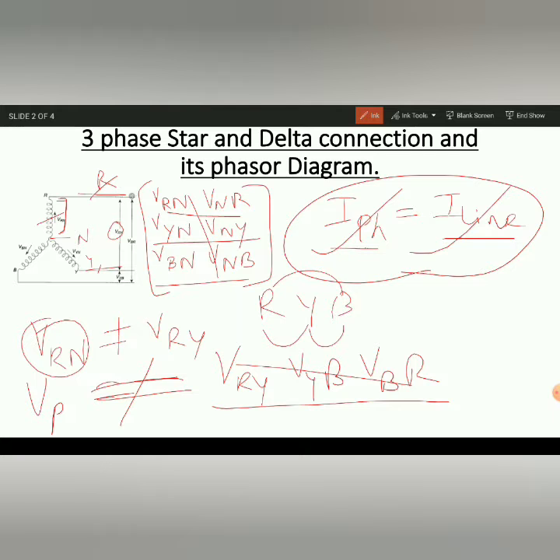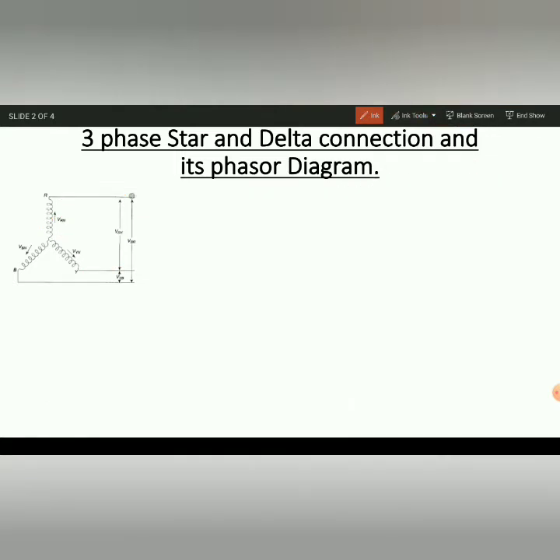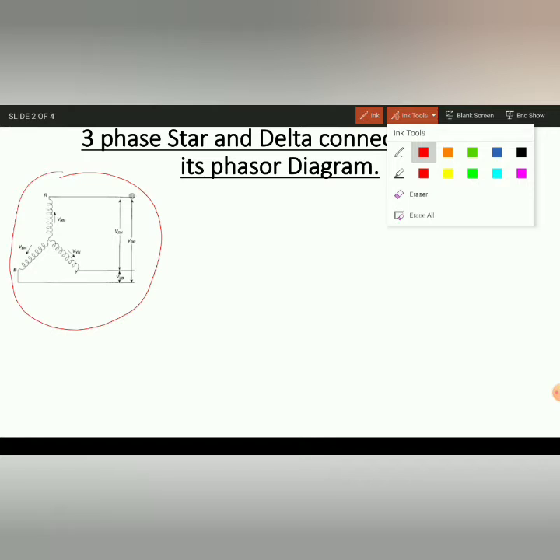When they are not equal, our duty is to find out the relation between them. So the next point is to find out that relation. For that we have a phasor diagram, but before the phasor diagram, let us understand practically how, in the star connection, the phase voltage and line voltages are different.